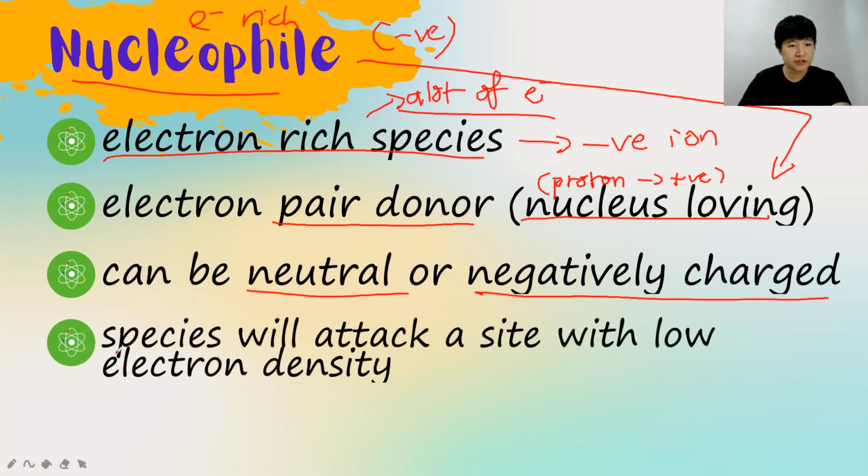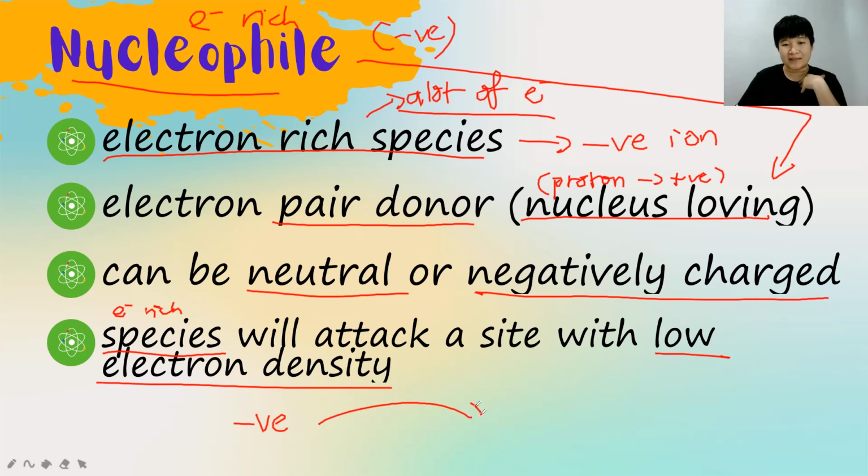And this electron-rich species, alright, will go and attack a site with a low electron density. Why? Because I'm already negative. So when I'm already negative and I want to attack or be friends with someone, I will always find the one that has low electron density. Okay, because I have plenty. Why do I need to find someone that already has a lot of electrons when I myself have a lot of electrons? So the nucleophile will always go and attack the lower electron density, which will normally be your positive.